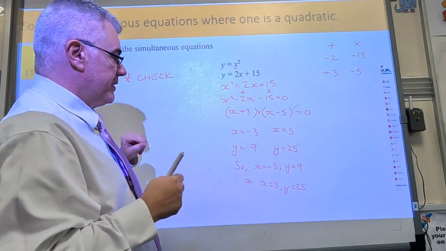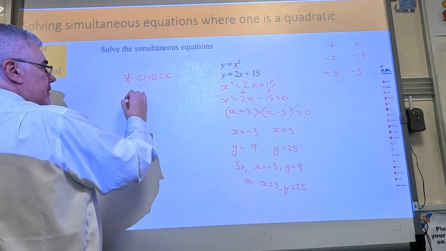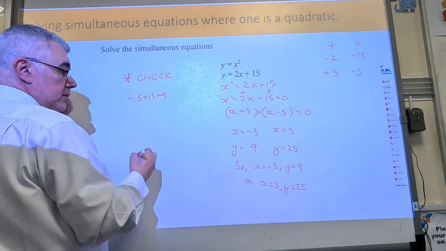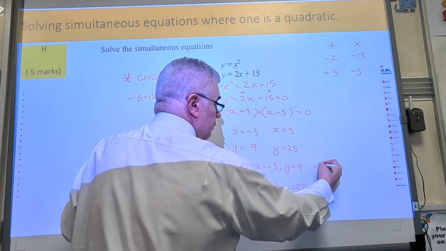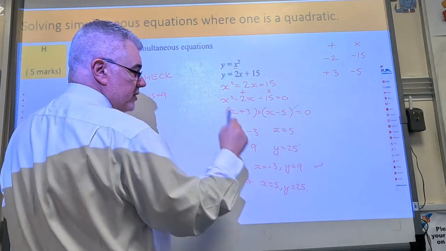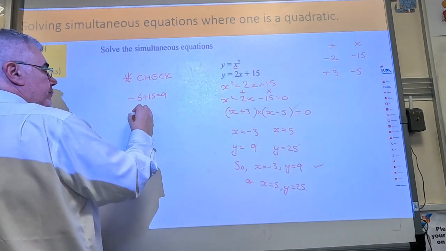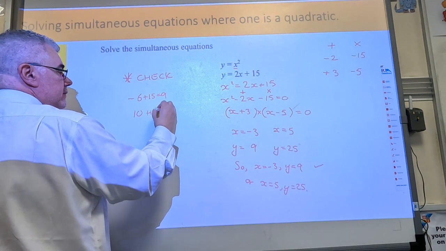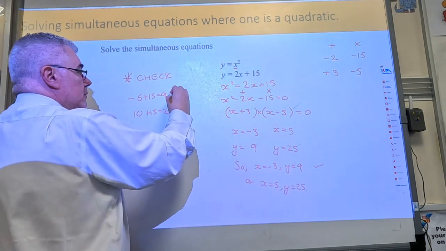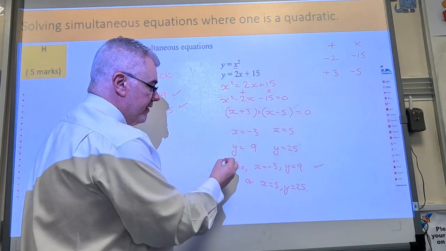So I've got, let me see, when x equals -3, 2 times -3 is -6, add 15, which equals 9. So I know that this pair works. Let's try this pair when x equals 5. When x equals 5, 2 times 5 is 10, plus 15 equals 25. So I know I've definitely got this question correct, and there is my answer.